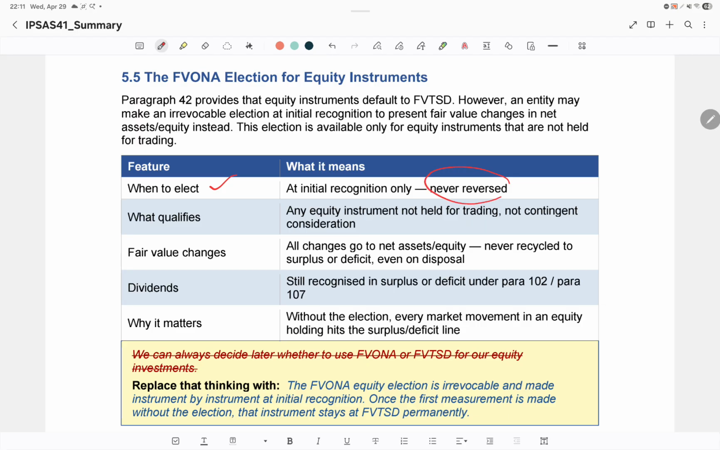What qualifies? Any equity instrument not held for trading, not contingent consideration. Fair value changes: all changes go to net assets/equity, never recycled to surplus or deficit. Dividend is still recognized in surplus or deficit. So the dividend you earn from this, the income you get in form of dividends, you take it to surplus or deficit. But the changes to the fair value will go to net assets.